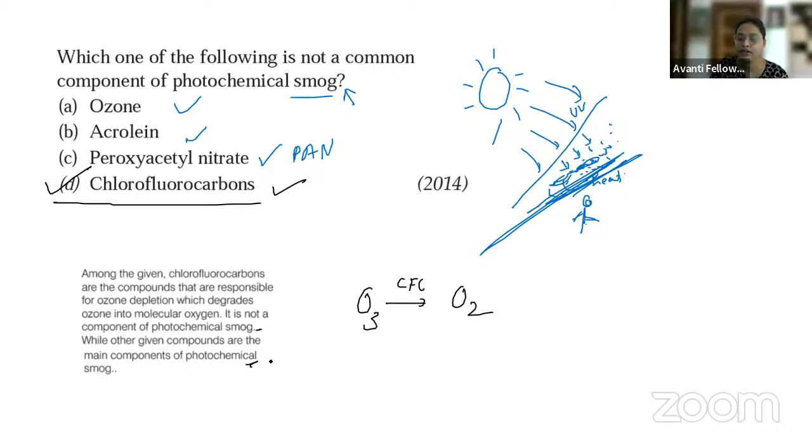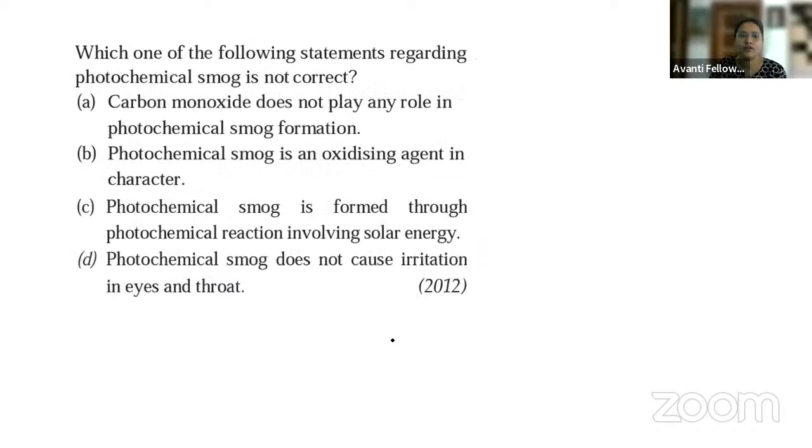Okay, so everyone, you are getting this question, right? Chlorofluorocarbons are responsible for the depletion of ozone to O2. It is not a component of photochemical smog, but the other three, that is ozone, acrolein, and peroxyacetyl nitrite, are the common or main components of photochemical smog. Please remember that, right? Next, which one of the following statements regarding photochemical smog is not correct?